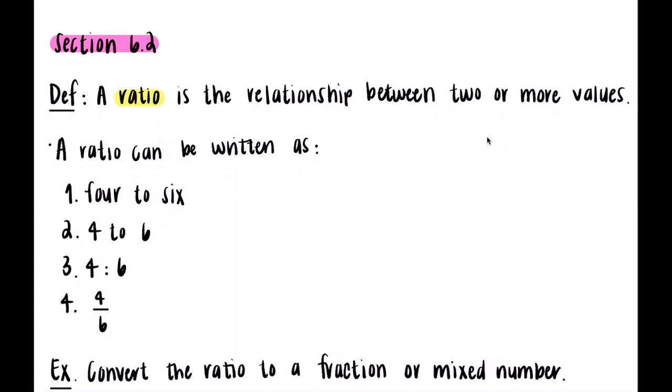But again, think about it. If I had 4 apples and 5 oranges, that's a ratio. It's the relationship between two or more things. For every 4 apples, I have 5 oranges, or for every 3 pencils, I have 2 erasers. So we can apply it to everyday concepts. But again, the biggest thing is it's a relationship between two or more values.